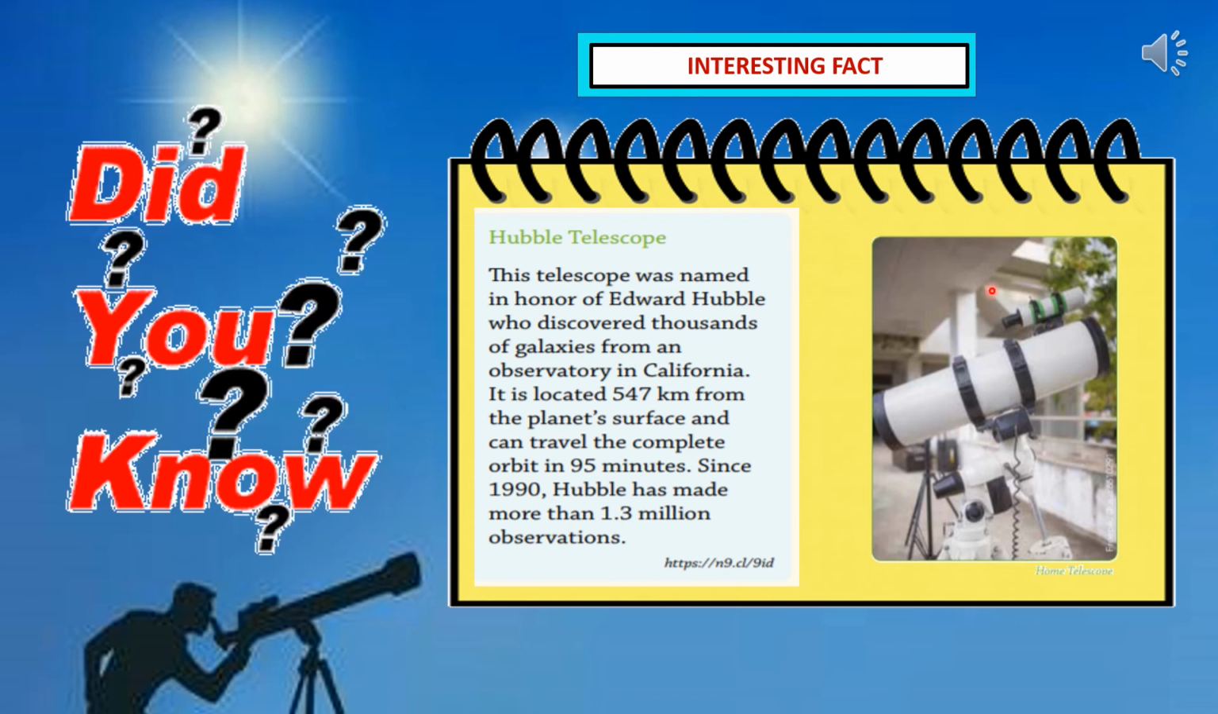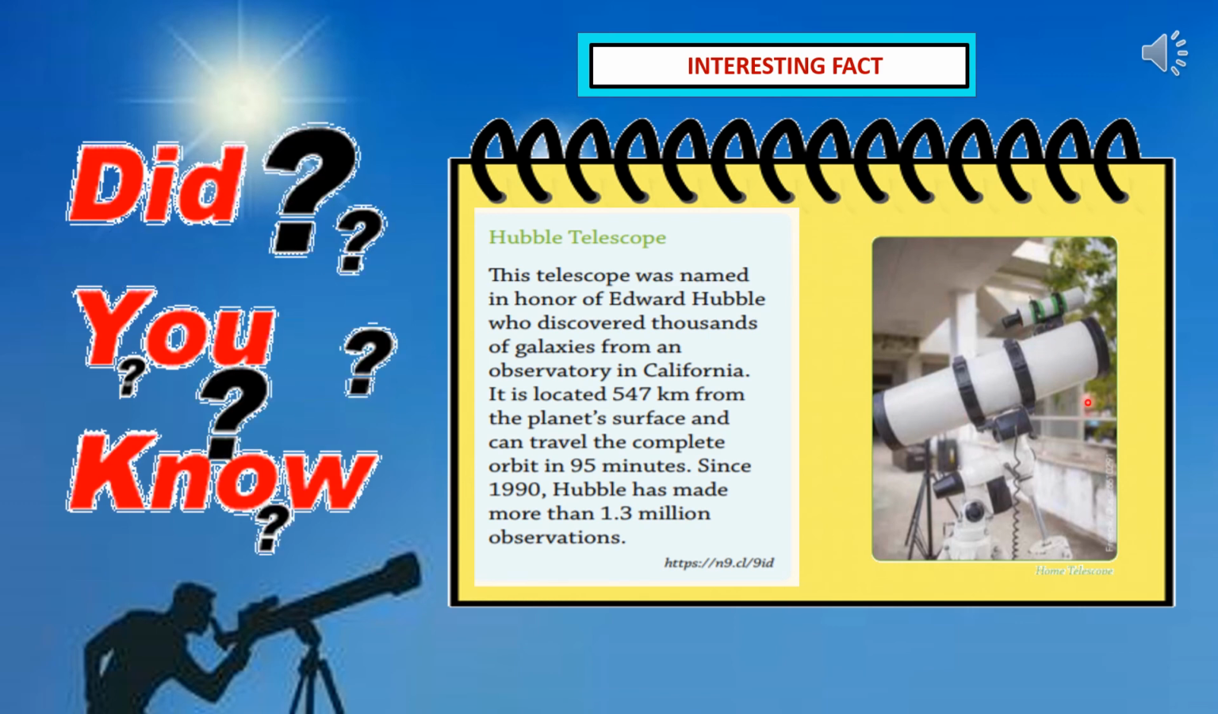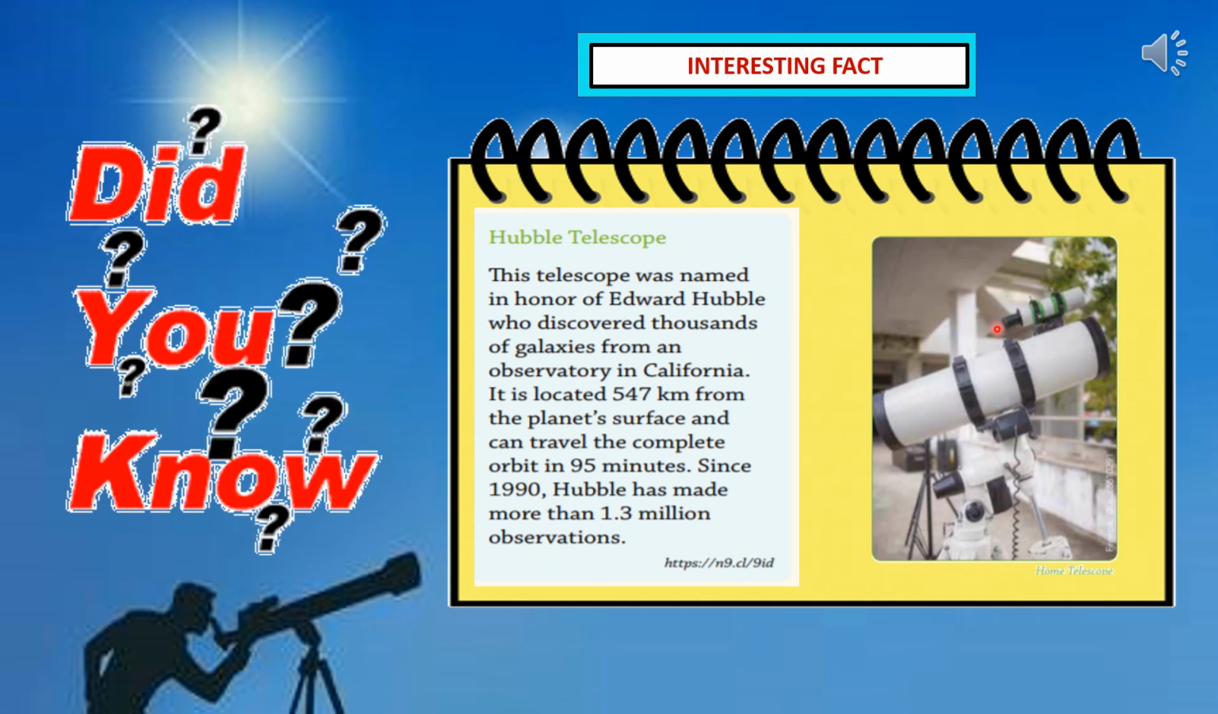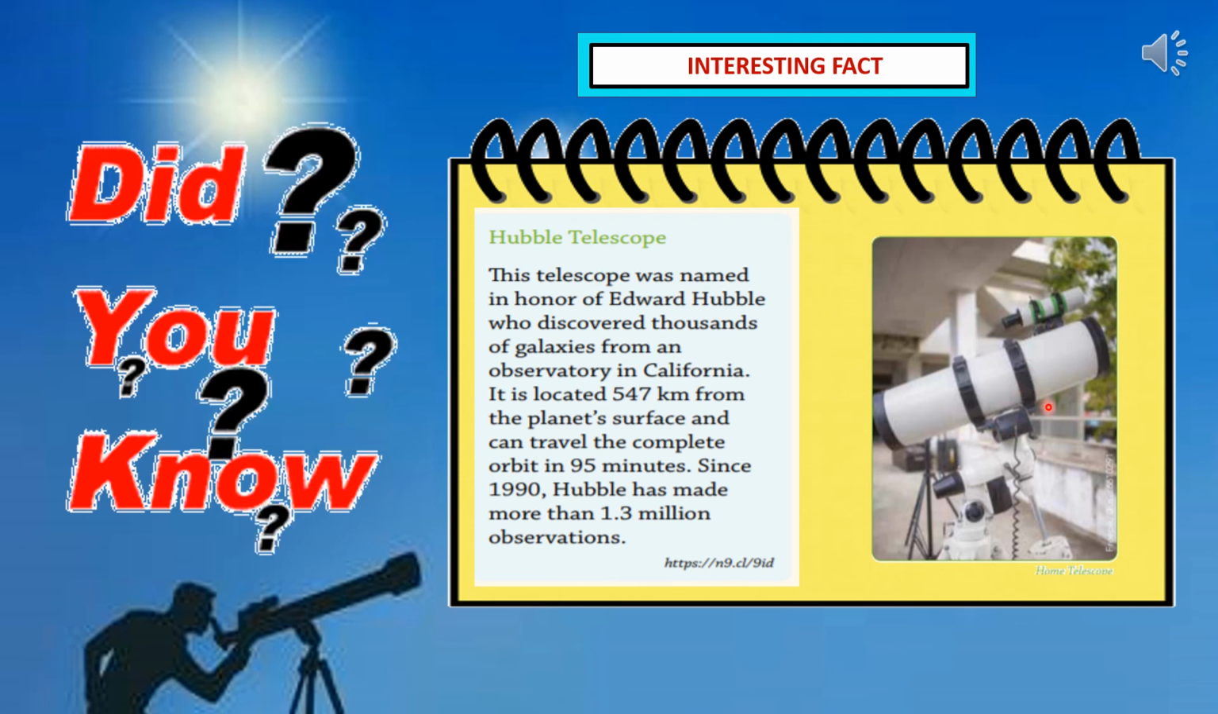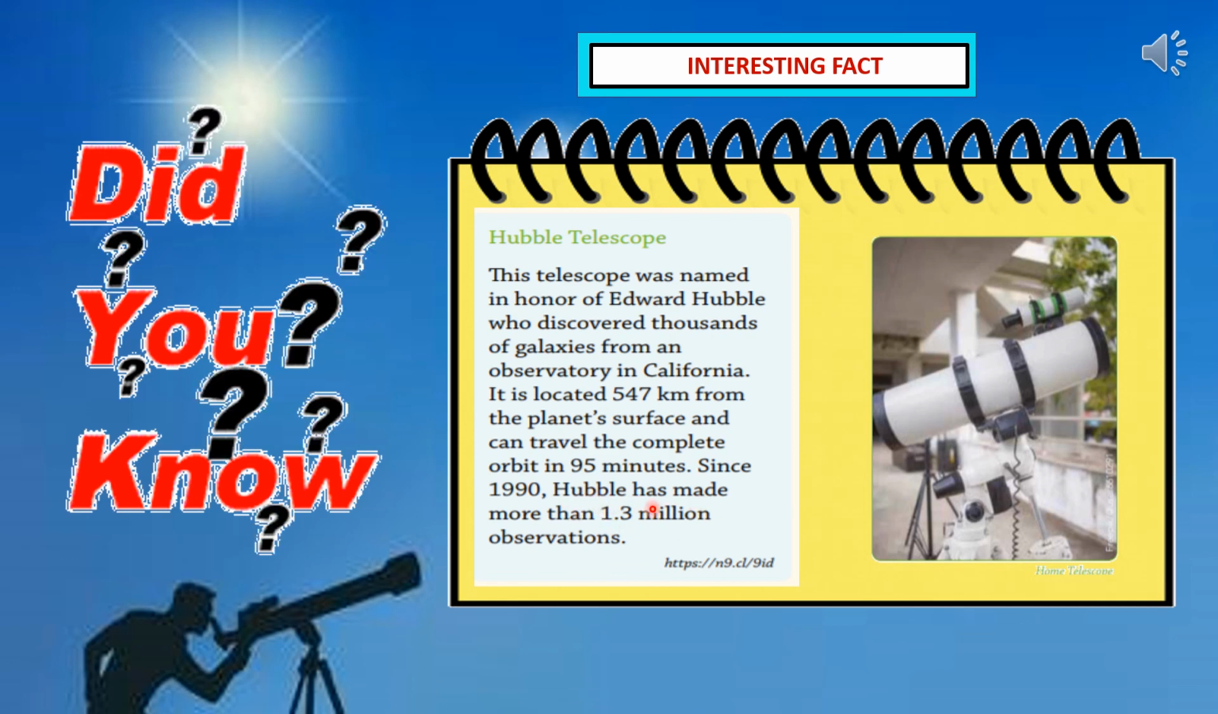Okay, so this is the Hubble telescope, as you can see in this picture. Y fue nombrado de esta manera en honor a Edward Hubble, quien descubrió miles de galaxias desde un observatorio en California. Este telescopio está localizado a 547 kilómetros de la superficie del planeta y puede viajar la órbita completa en 95 minutos. Desde 1990, el telescopio Hubble ha hecho más de 1.3 millones de observaciones. This is just additional information.